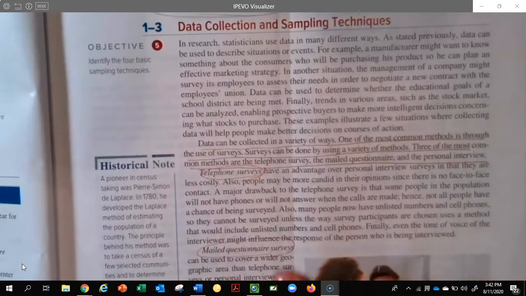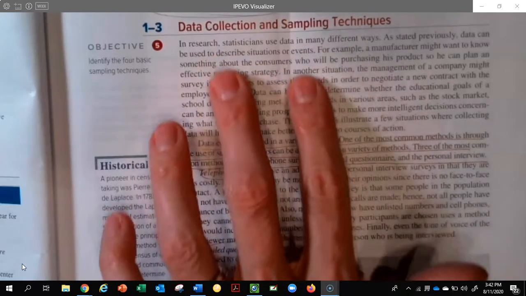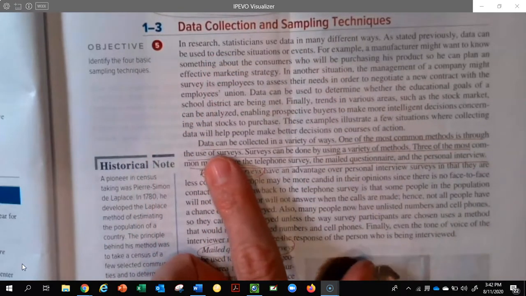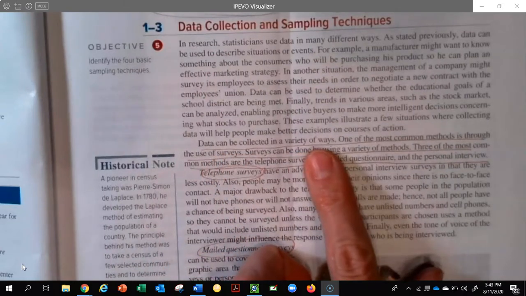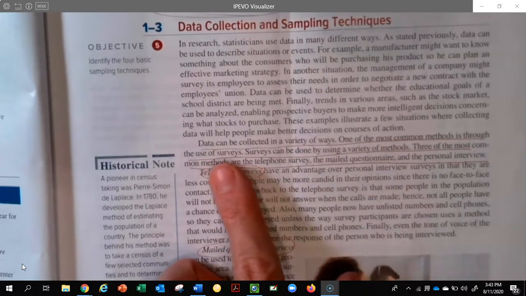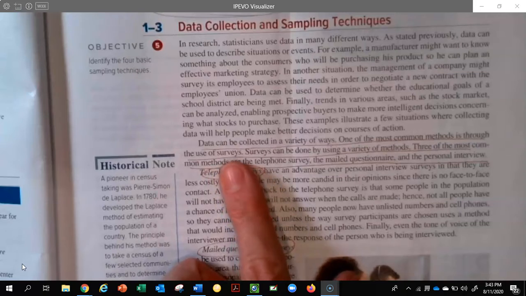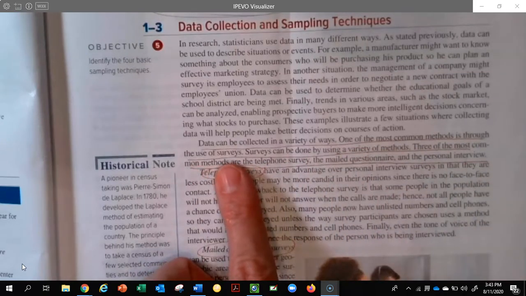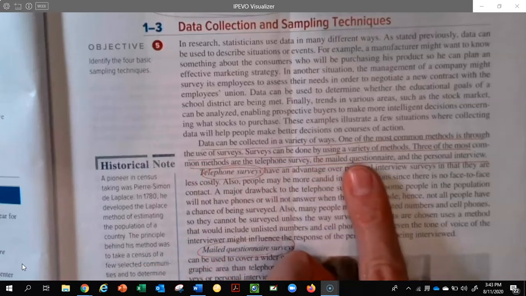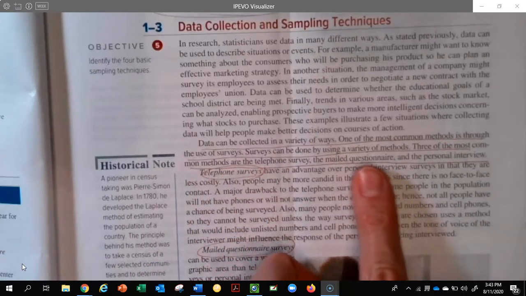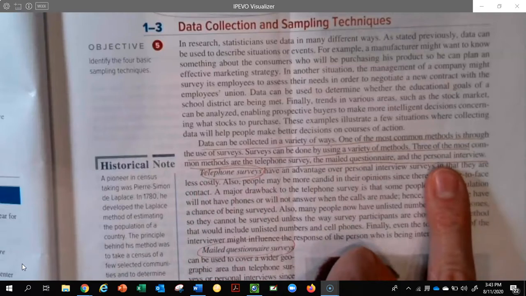I do want to point out some things on this page as an introduction to this section. Again, I've only underlined some ideas. It is advisable that you go back and read all the parts that I'm not. I did underline that data can be collected in a variety of ways. One of the most common methods is through the use of surveys. That would be a great question. You know, what's one of the most common methods of collecting data? Surveys. And you can do them a variety of ways, and then 3 of the most common are telephone, a mailed questionnaire, and personal interview.